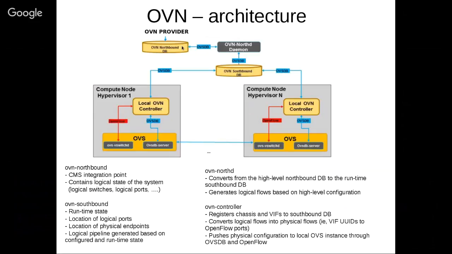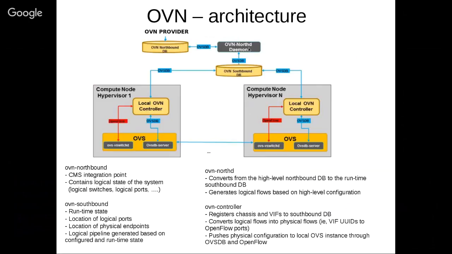OVN North consists of the OVN northbound and southbound database and the NorthD daemon. The northbound database contains the logical state of the virtual network. It holds information about the logical switches, logical ports, and all other virtual entities. The southbound database holds the physical state of the system. It contains the information about all physical hosts. In case of oVirt, these hosts will be our VDSM hosts. It also holds the location of the logical ports on the physical systems, the data path, and the logical flows.